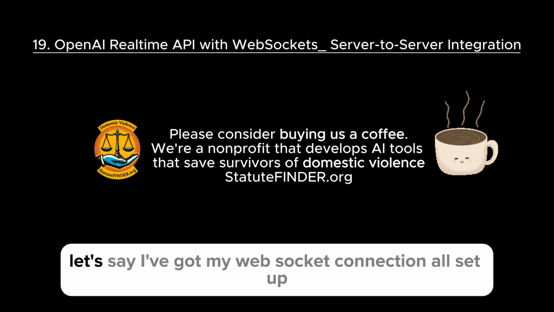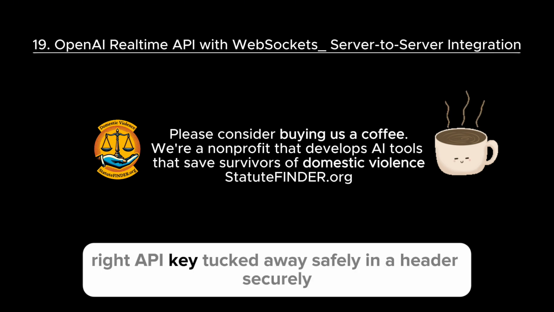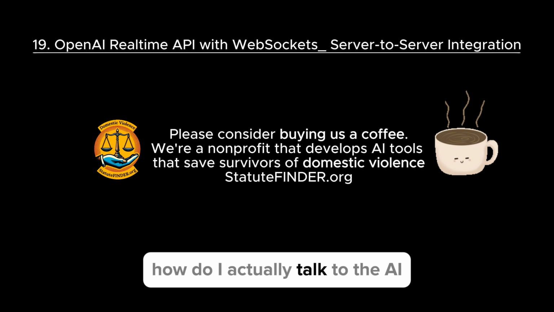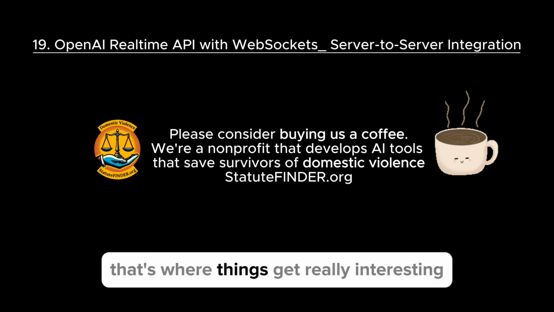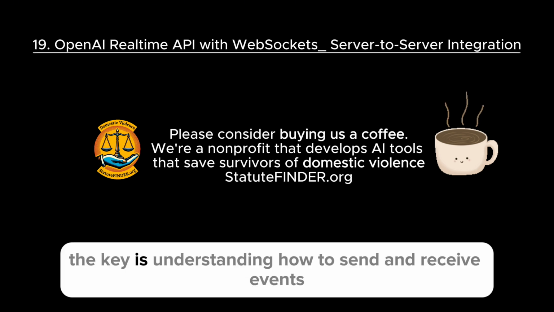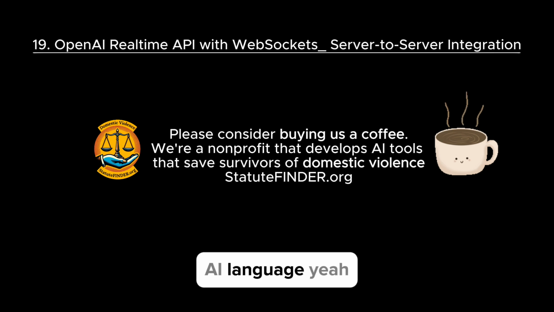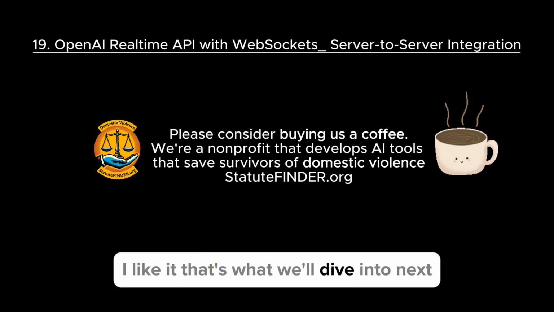Okay, so let's say I've got my WebSocket connection all set up, API key tucked away safely in a header. Securely. Then what? How do I actually talk to the AI? That's where things get really interesting. The key is understanding how to send and receive events. It's like the language you use to communicate with the AI. Ooh, AI language. I like it. That's what we'll dive into next.